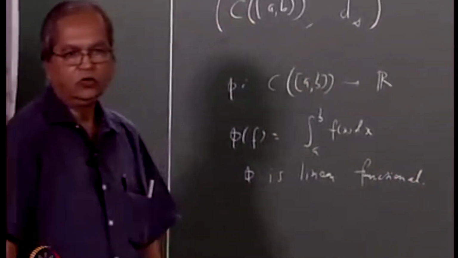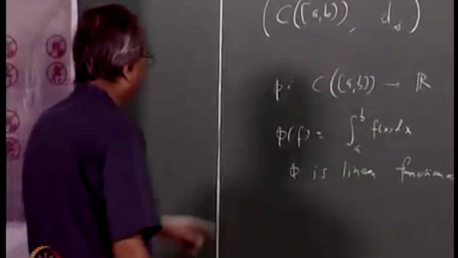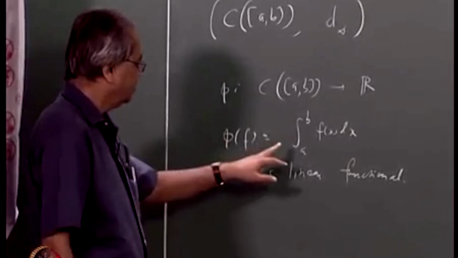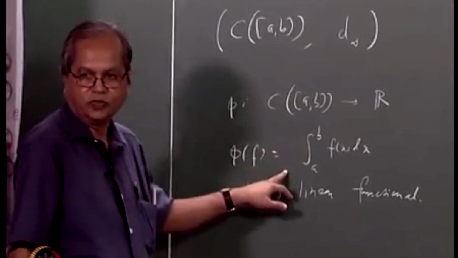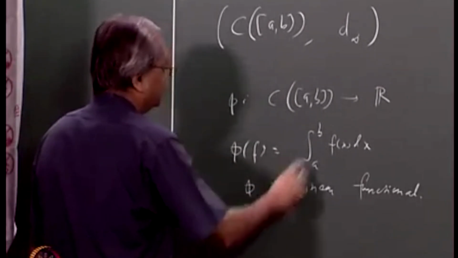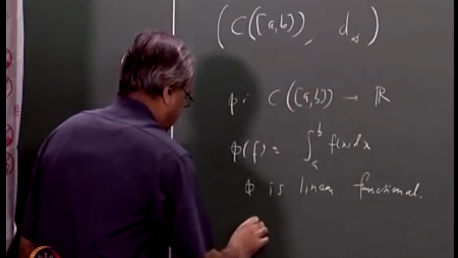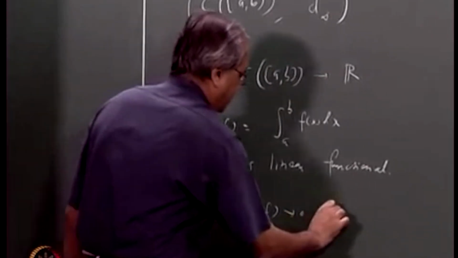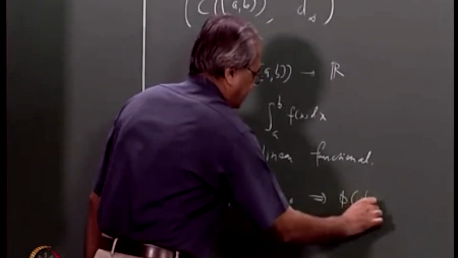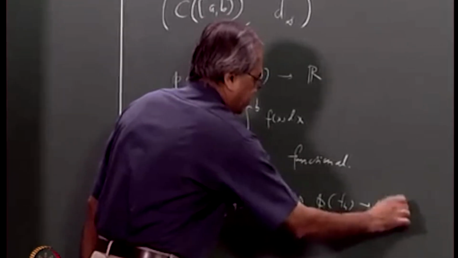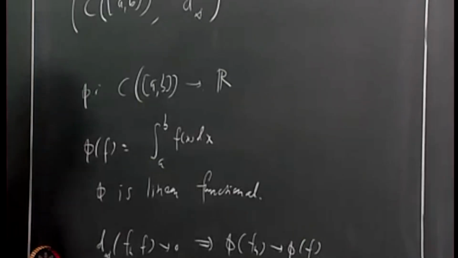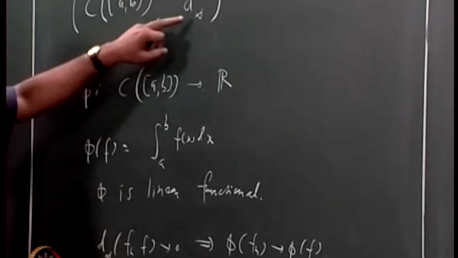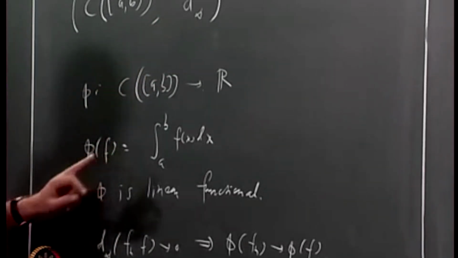And what did we prove yesterday? That if fn converges to f uniformly, then integral of fn converges to integral of f. In other words, if fn converges to f in this metric, that is d infinity(fn, f) tends to 0, this implies phi of fn tends to phi of f. Remember, phi fn and phi f are numbers. So that means if fn converges to f in this metric, then phi fn converges to phi f.